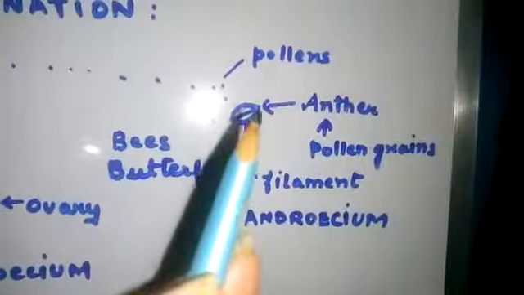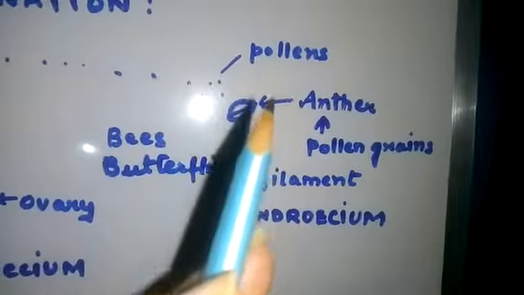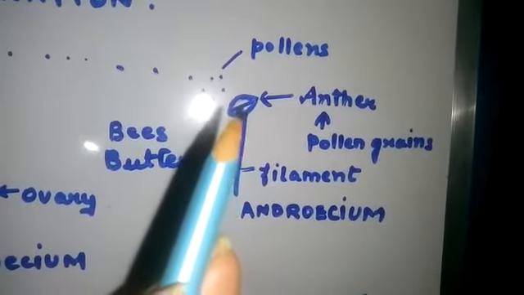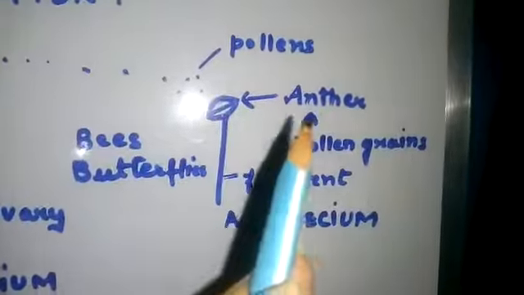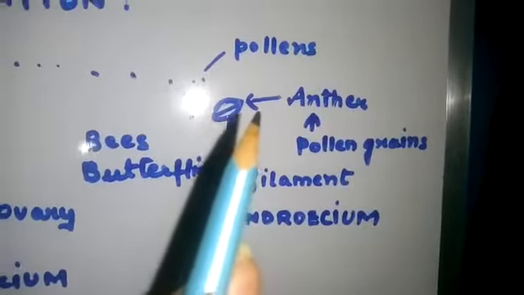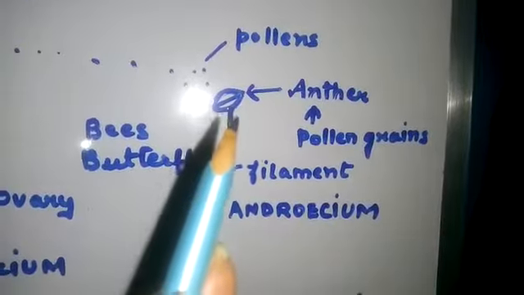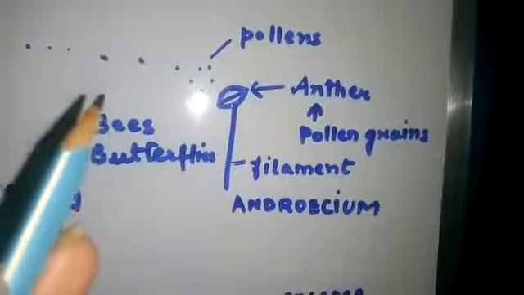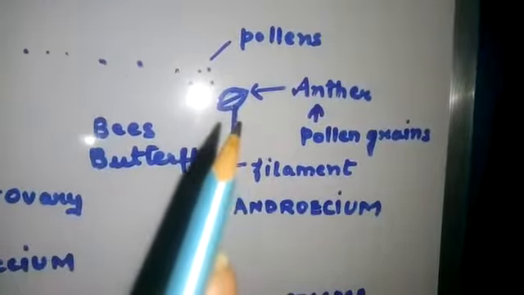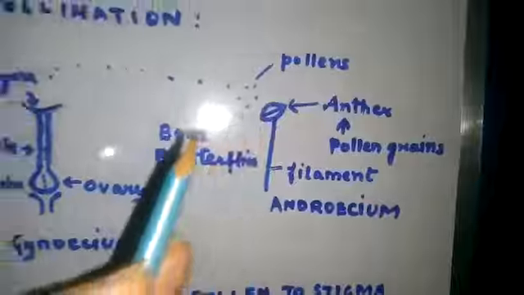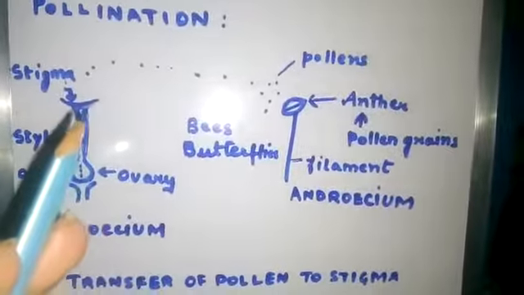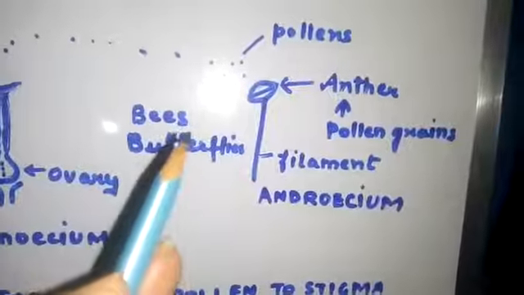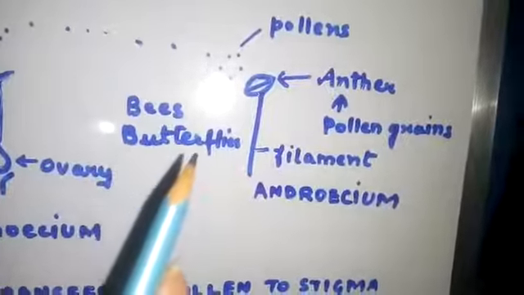Now the anther contains pollens, yellow powder-like pollens, small spherical structures. When the anther matures and bursts open, the pollen grains move. Now pollen grains, where do they have to go? They have to reach the stigma, which is sticky. How should they reach? Through insects like bees and butterflies.